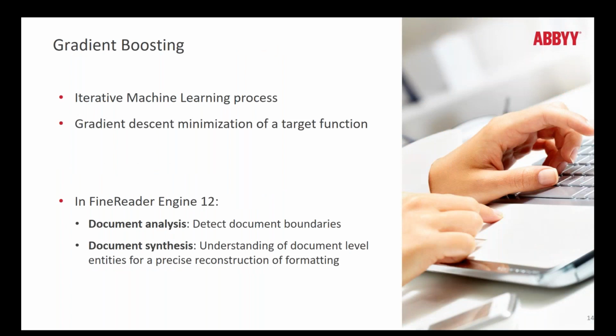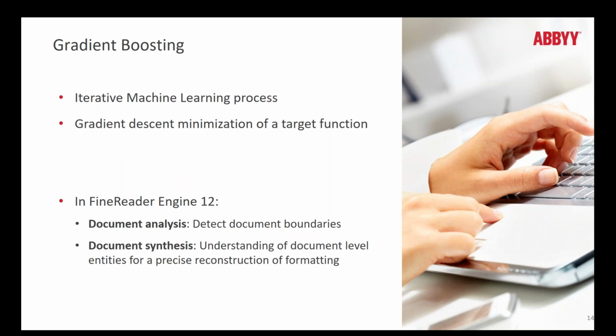Another technology we are using in the ABBYY FineReader Engine is gradient boosting. Gradient boosting is technology used mainly for document layout reconstruction for us and for document formatting during the synthesis step. Gradient boosting is basically a step-by-step iterative machine learning process where the technology tries step-by-step to close a gap and minimize basically the distance to a target function.